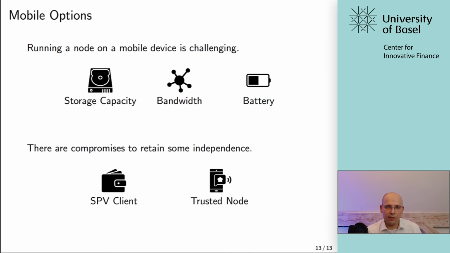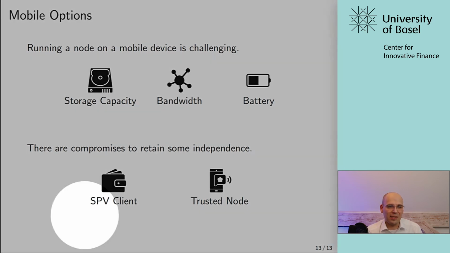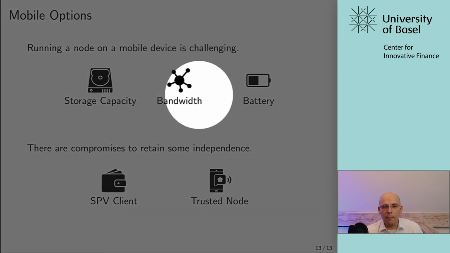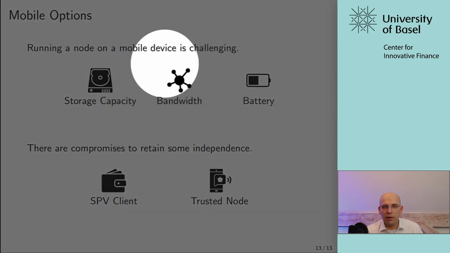There are many reasons why they don't want to run a full node on their mobile devices. Think of storage capacity, for example. The entire blockchain takes up quite some storage, and that wouldn't fit on many cell phones, or would take up significant portions of your cell phone memory.